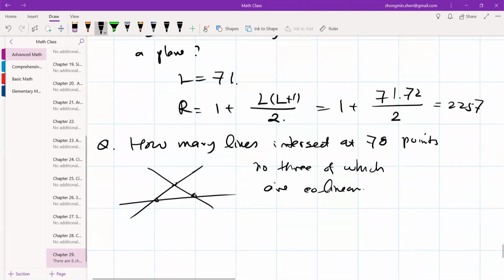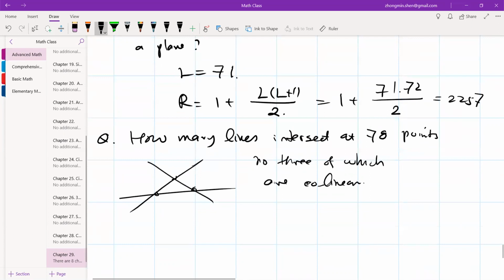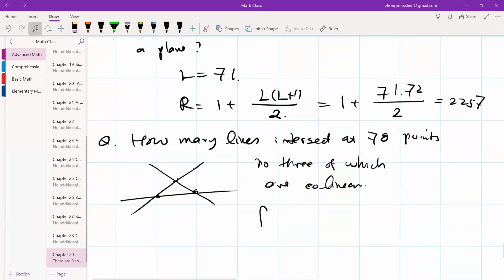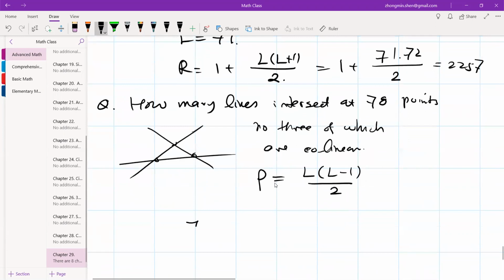Okay, no 3 of them are on the same line. So you have to recall the formula: the number of intersection points is determined by the number of lines by this formula. We already derived this formula. So we solve the inverse problem. We get 78.